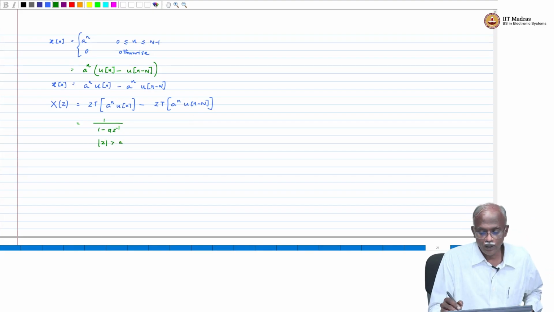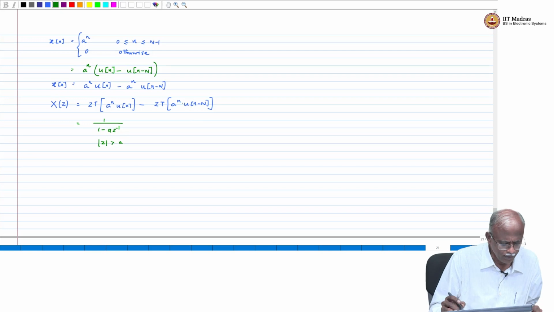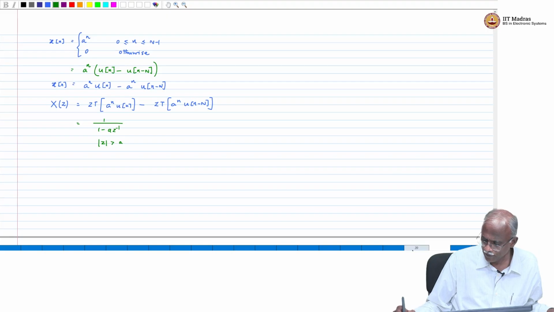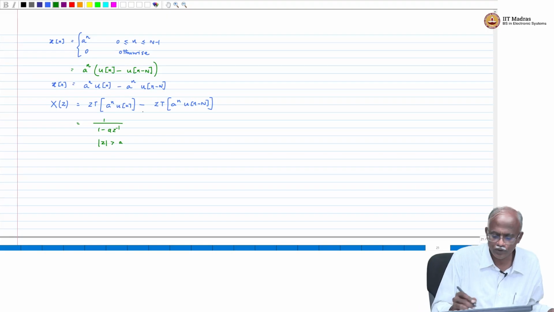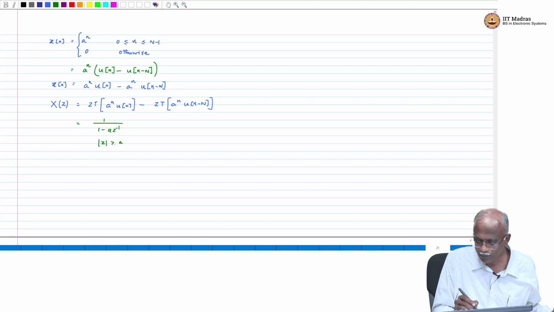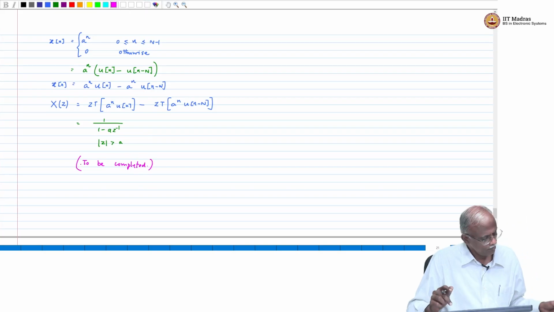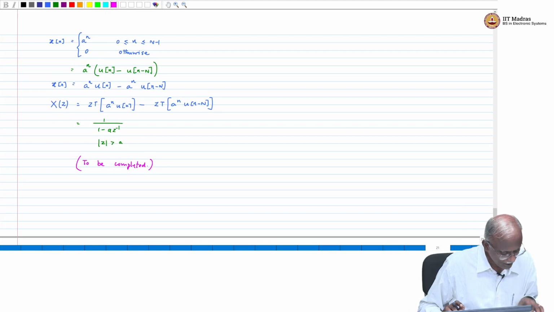Okay, the second one, I would like to just take a minute to do that computation, but let's just look at the example that we are working with. So we will come back and complete this. I will put it here, page number 21. So this is to be completed. We'll come back to this in a moment. You should definitely remind me to make sure that we do that.